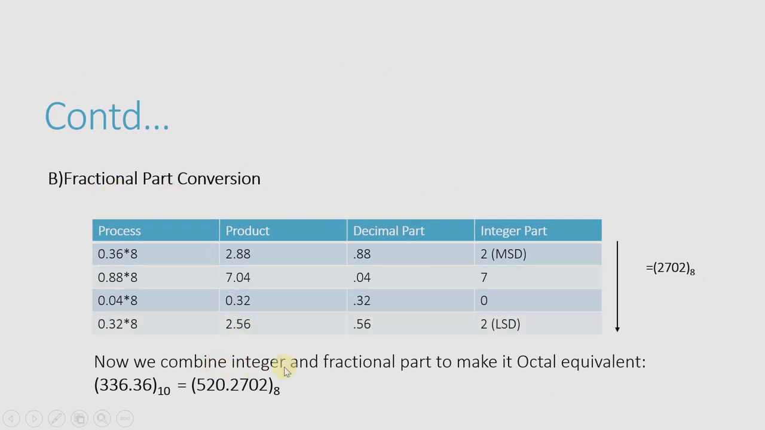Now we have to combine both the integer and fractional part to make the octal equivalent. So we write 520 dot 2702. So this 520 is the integer part and 0.2702 is the fractional part. So we convert this decimal into an octal number. The process is the same, but what you have to remember is the base you have to change it into. If you want to change it into binary, you use the base 2. If you want to change it into octal, you use the base 8.